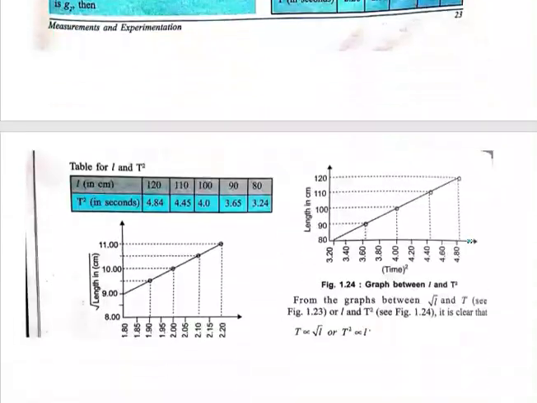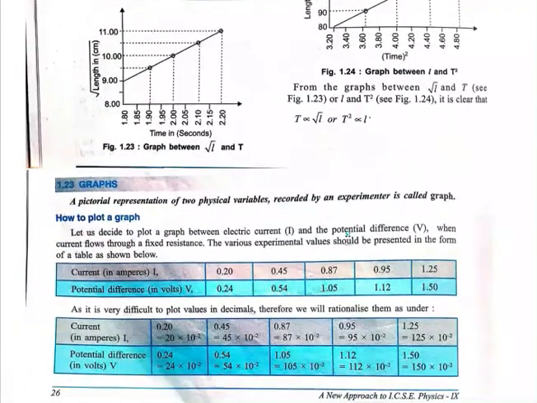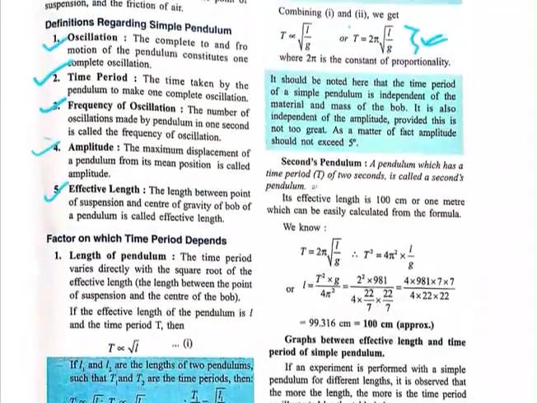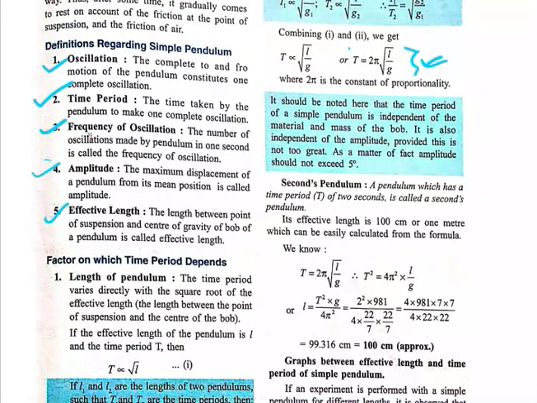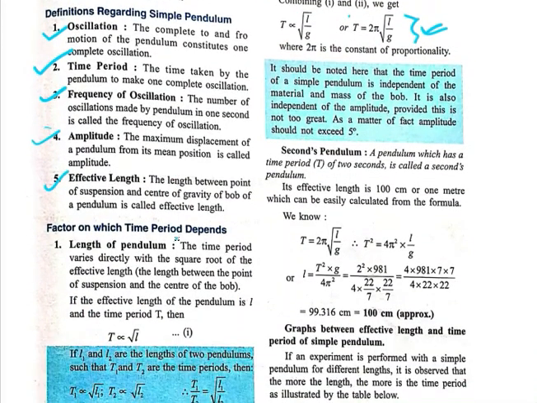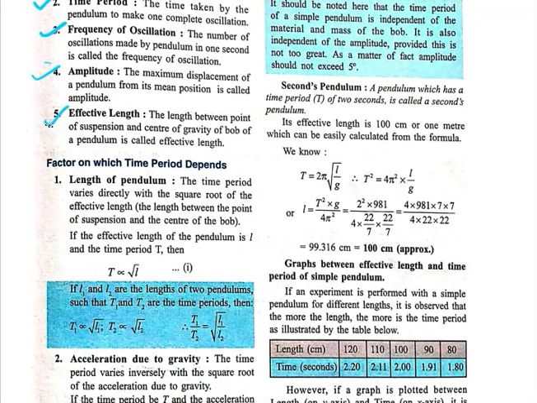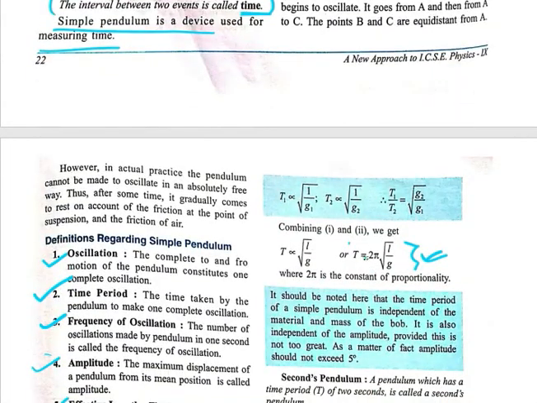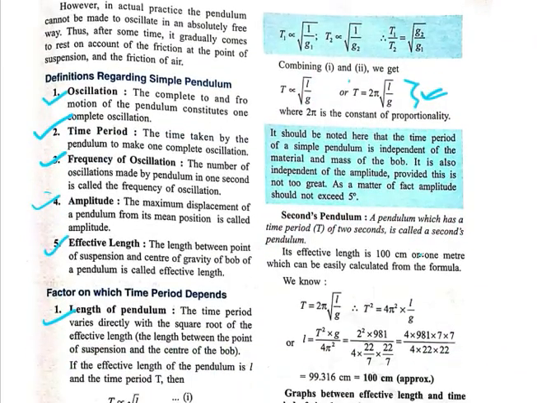The graph portion may not be required, you can skip this. In this topic, remember all these 5 definitions: oscillation, time period, frequency of oscillation, amplitude and effective length, and after that the factors on which the time period depends, that is the length of the pendulum and acceleration due to gravity, L and G. Combining them we get one formula, T equals 2 pi root over L by G. That will be enough.